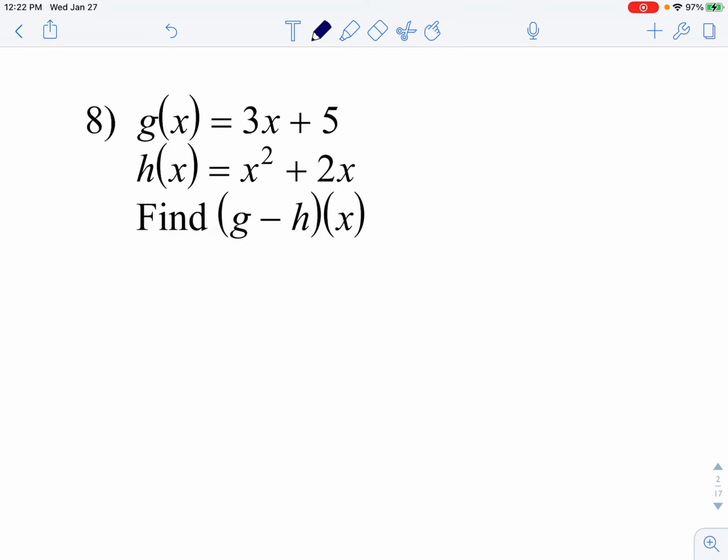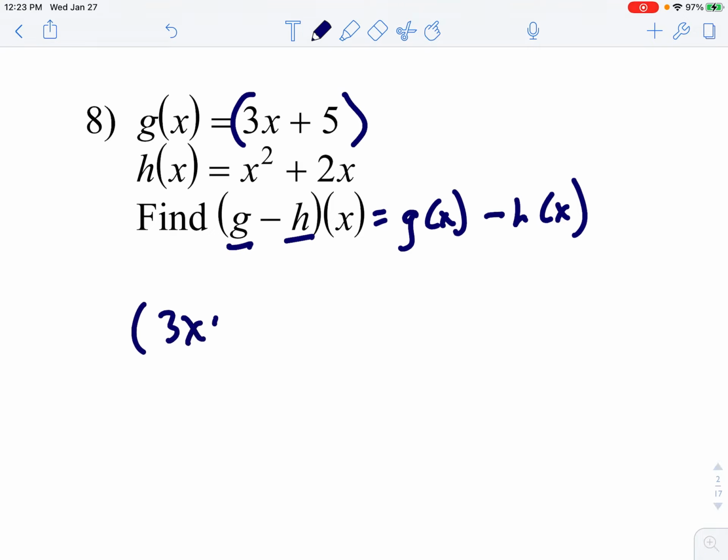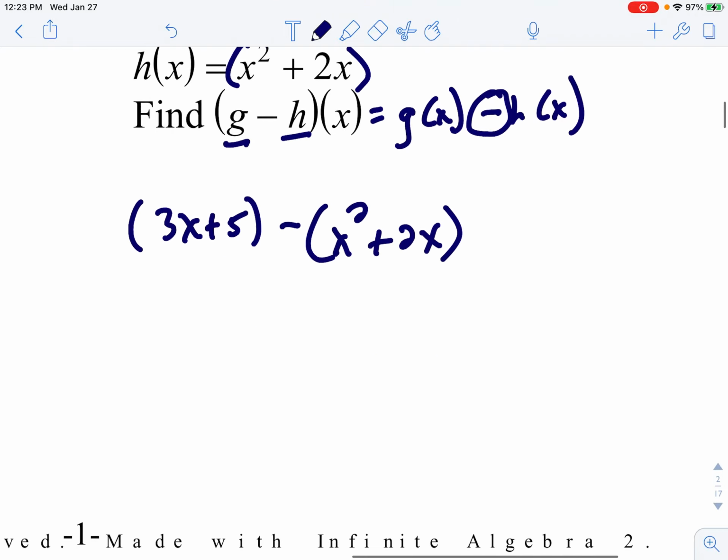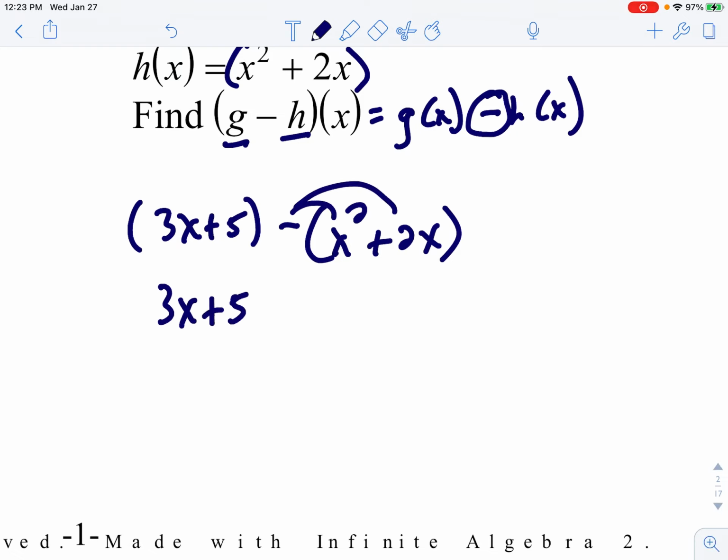Okay, number 8. So this is g of x minus h of x. That's the first one, 3x plus 5, minus the second one, x squared plus 2x. What am I going to do? I'm going to rewrite this, and I'm going to distribute the negative and rewrite that. Now I look for like terms, so 3x minus 2x is 1x.